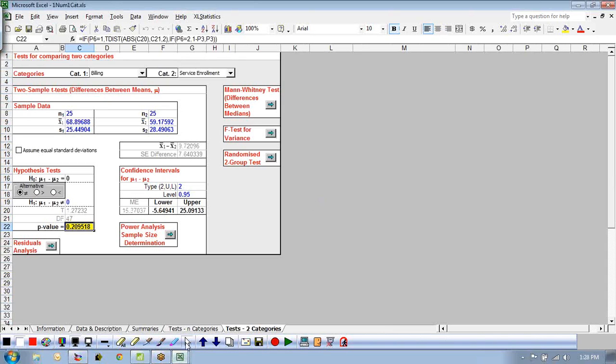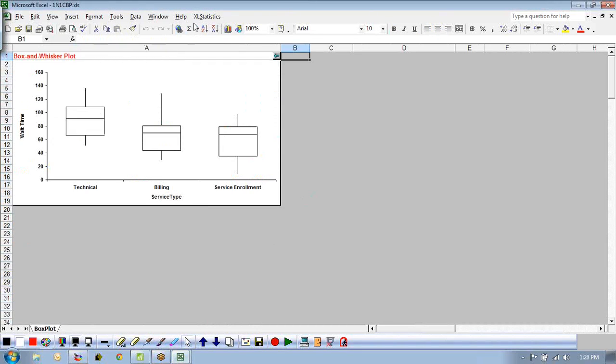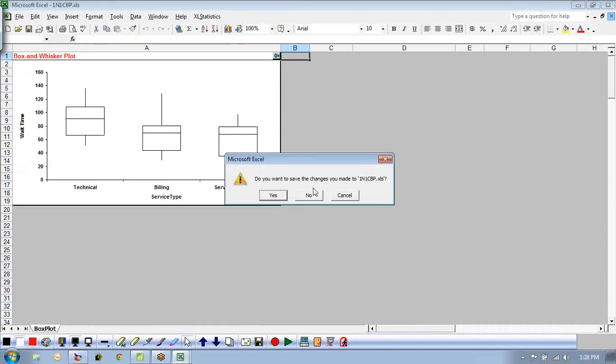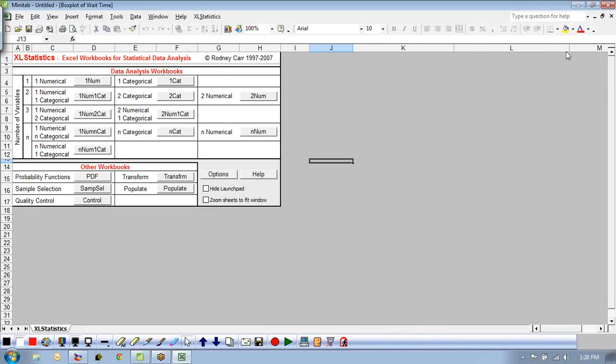I'm not going to save the changes to time. And I'm going to get out of the one num. And I don't need my box plots anymore. See you later, box plots. Okay.